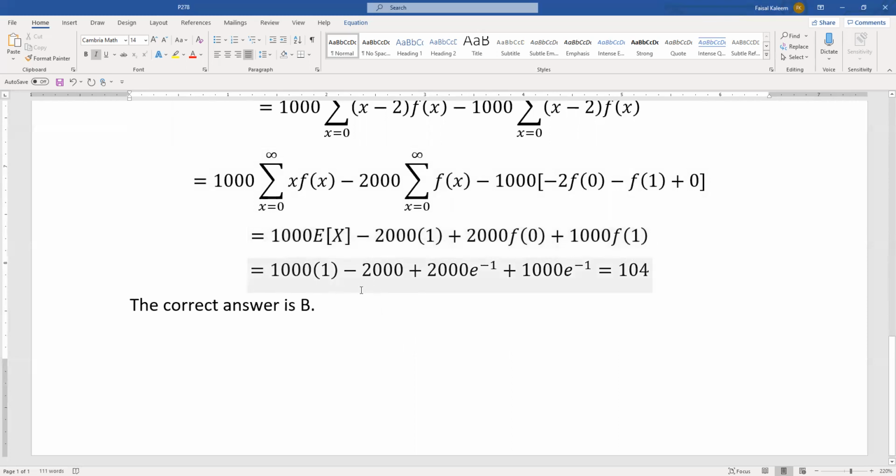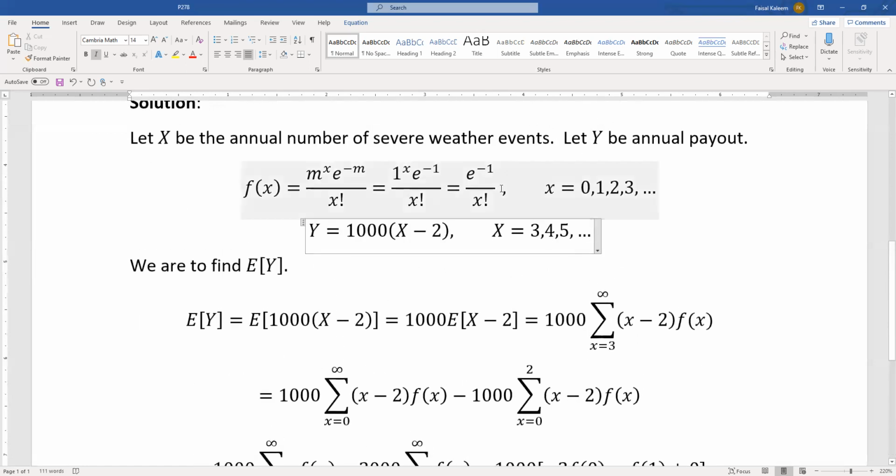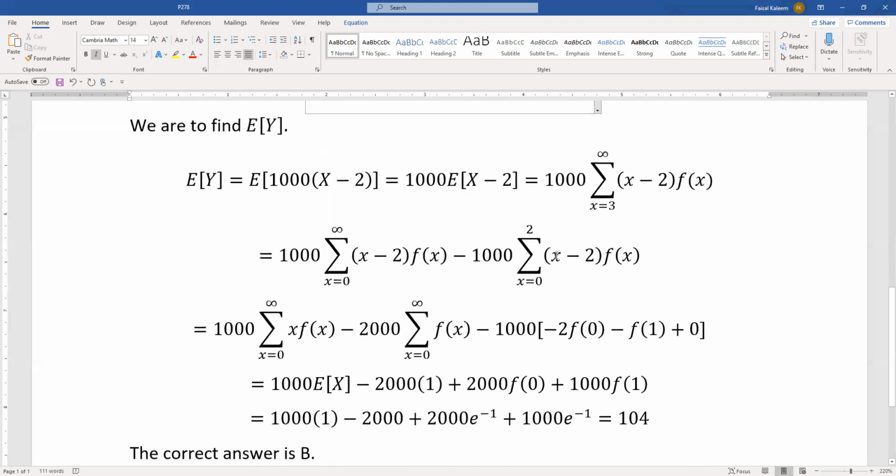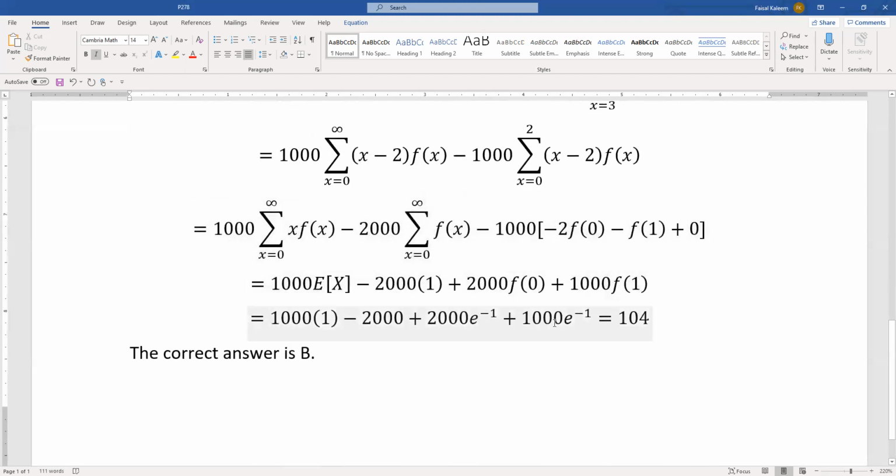And then f of 0 comes out to be e to the negative 1, and f of 1 also comes out to be e to the negative 1, because this is f of x. When you put x equal to 0, you get e to the negative 1 over 0 factorial. 0 factorial is 1, so you just get e to the negative 1. And when you put x equals 1, you get e to the negative 1 over 1 factorial, and 1 factorial is also 1. So both of these are e to the negative 1. And all this simplifies to 104. That's choice B.